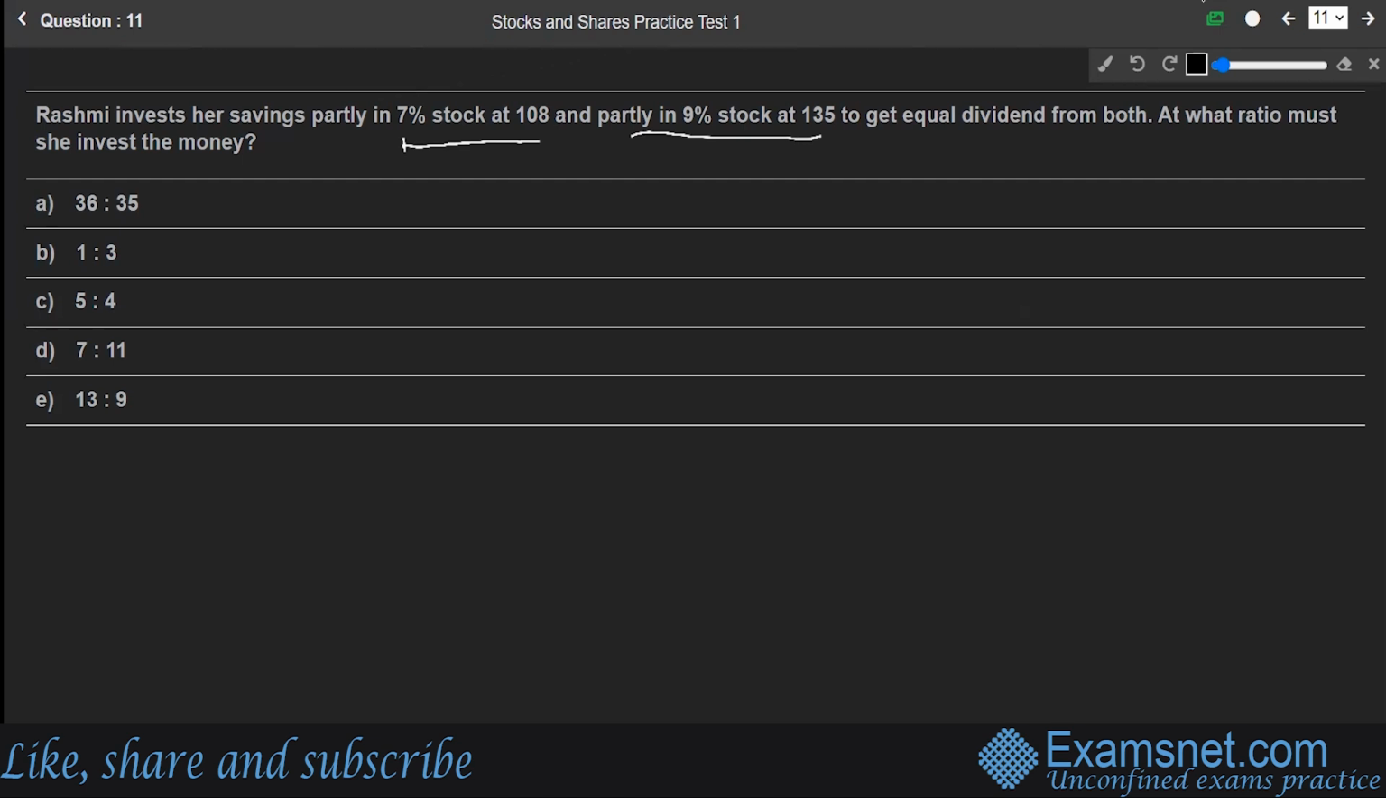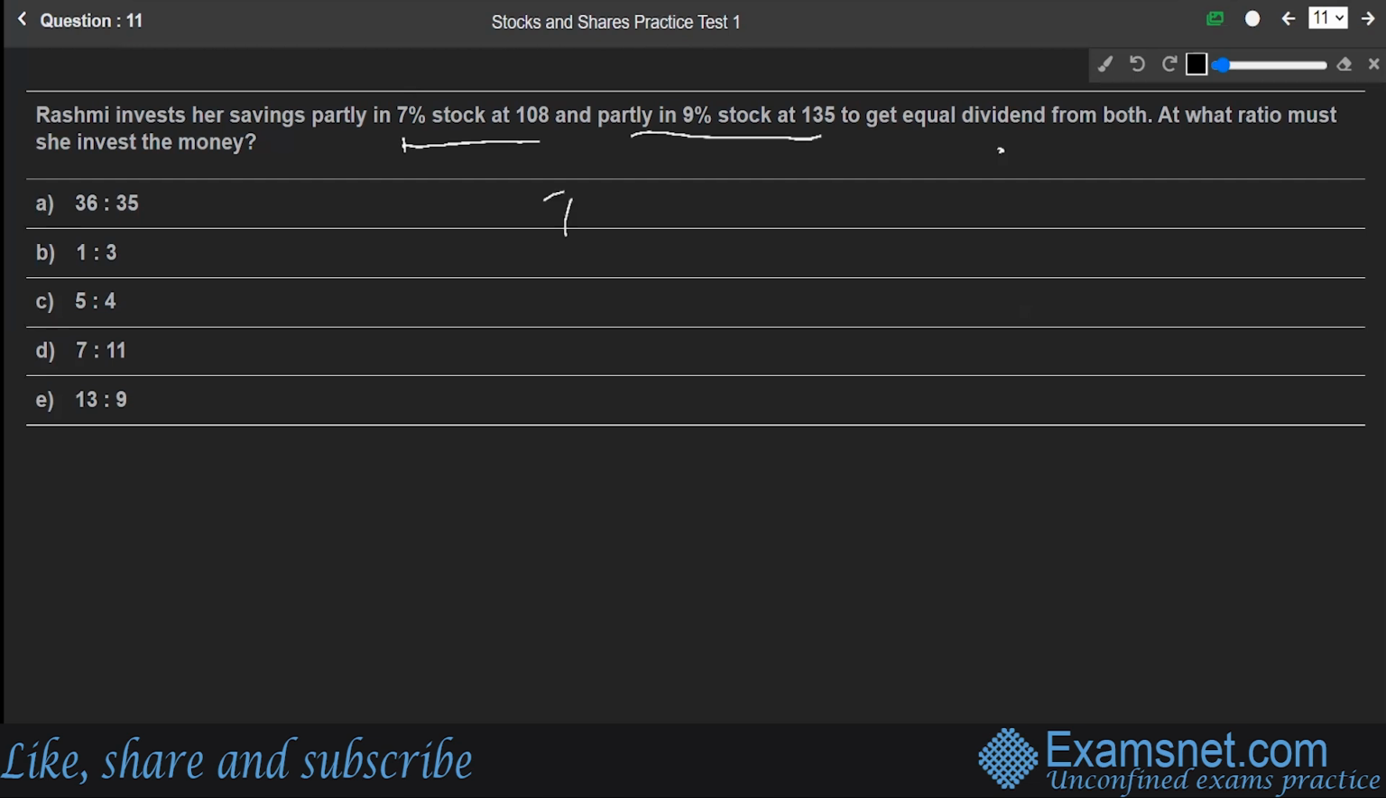So the share was available at 135, but how many shares she bought in the second part is also not mentioned. She gets equal dividend from both, and by investing a certain number of shares in both the schemes, she is getting the equal dividend. So always we can equate the dividend in this situation and then find out at what ratio she must invest the money. So let us first decide the ratio.